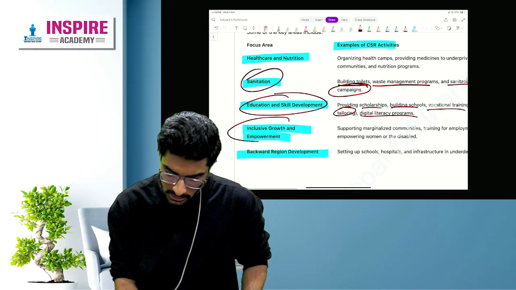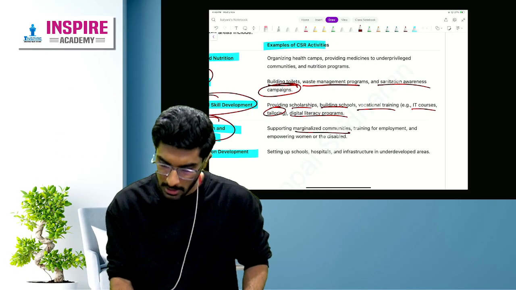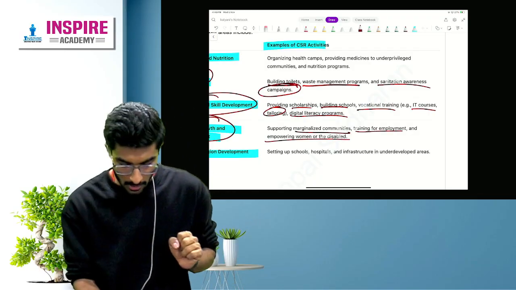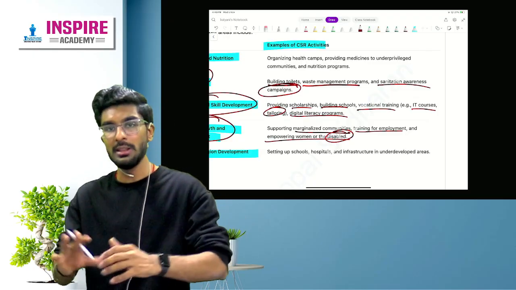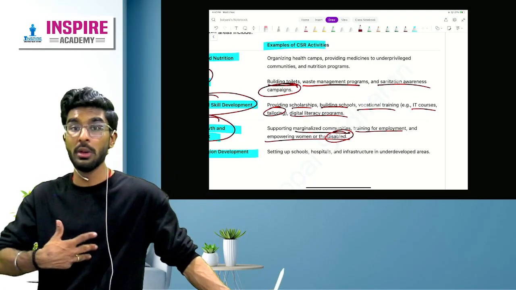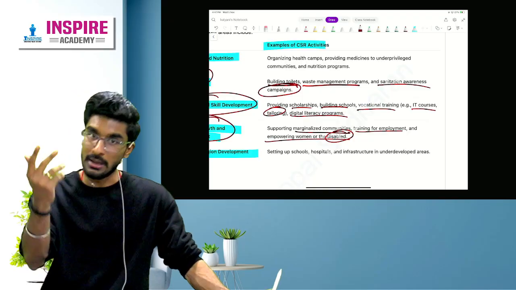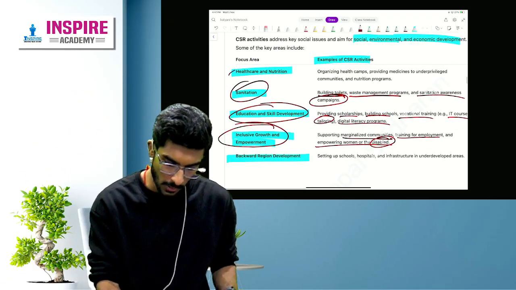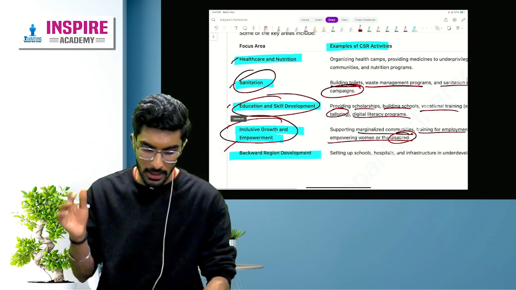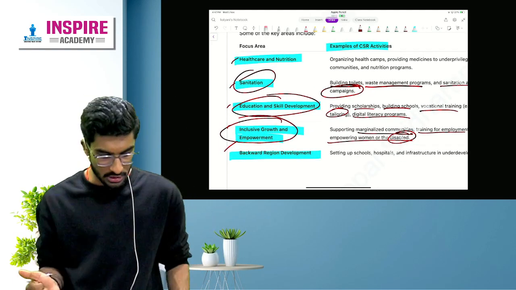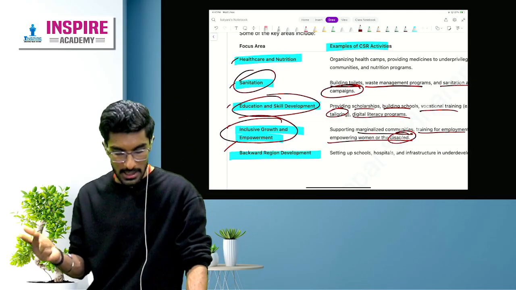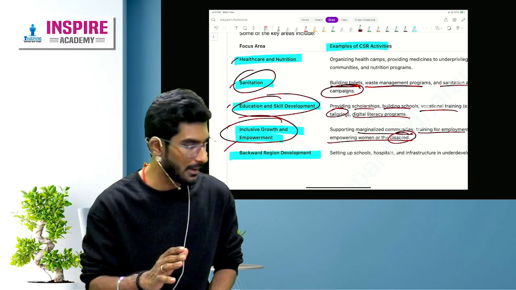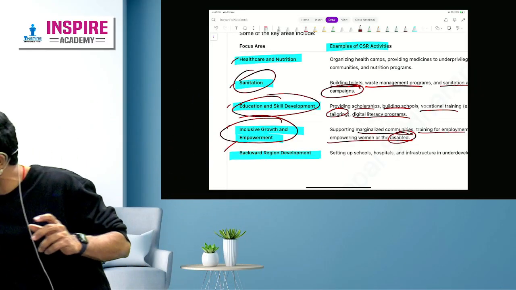Then, people, inclusive growth and empowerment: supporting marginalized communities like tribal groups, training for employment, empowering women or the disabled. So all these ignored people in society who really need help, if we are helping them, it can also be called a CSR expenditure. Yes or no, people? So 1, 2, 3, 4, 5. Quickly tell me, what are the focus areas? Health and nutrition, sanitation, education and skill development, inclusive growth and empowerment, and last is backward region development. Yes or no, people?